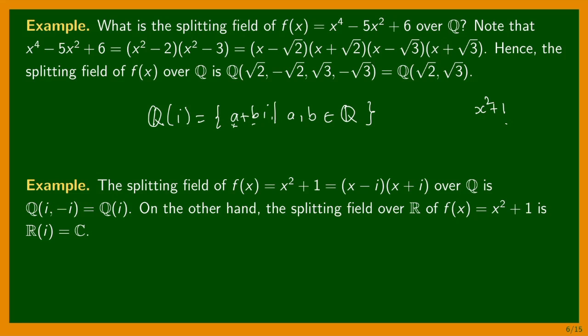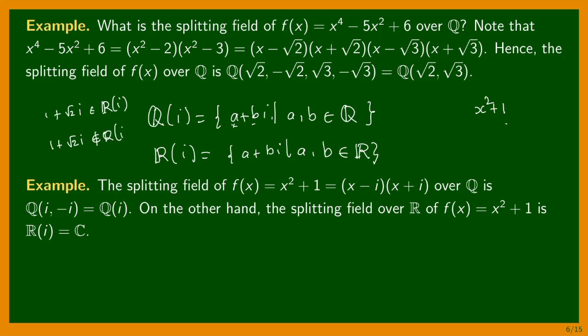On the other hand, the splitting field over R of x squared plus 1 is R adjoin i. Pero ang R adjoin i, in this case, is already the field of complex numbers. Kasama na lahat. So, a and b are real numbers here. Pero ito, mga a and b rational numbers. May mga elements ito na wala dito. Halimbawa, 1 plus square root of 2 times i. Ito yung nasa R adjoin i, pero wala siya sa Q adjoin i. You get that?